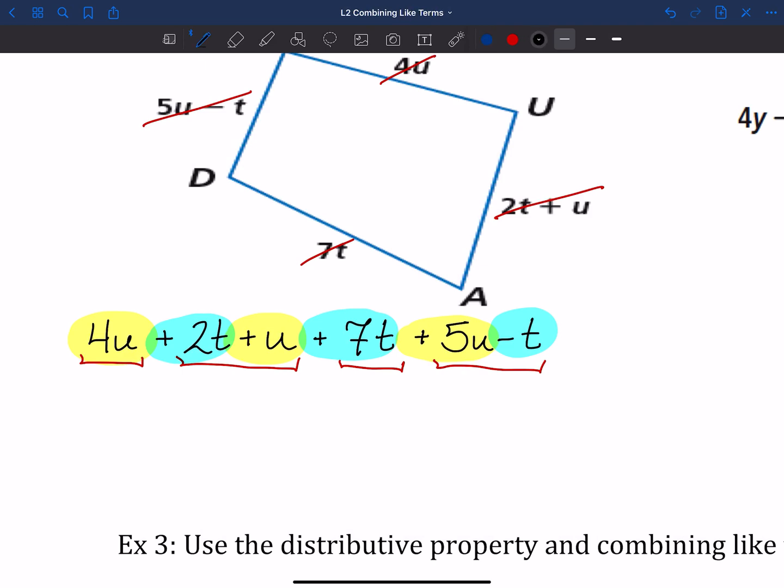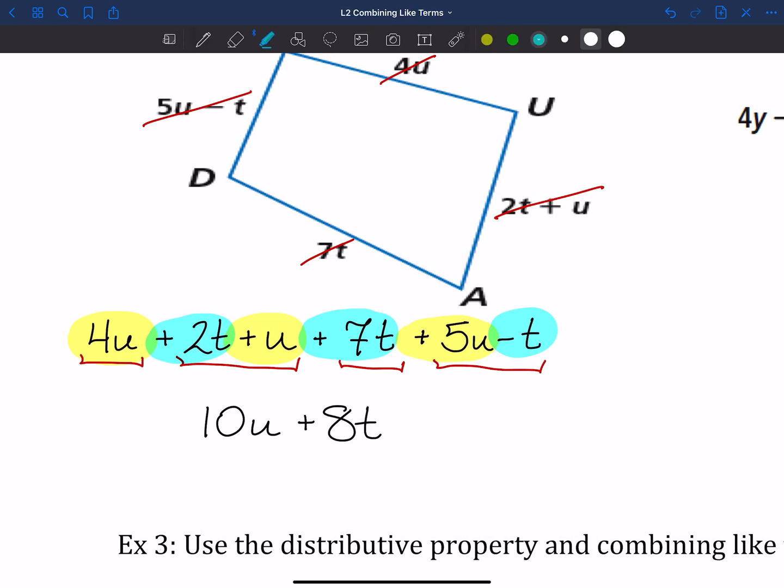I had 4 u's, and then I'm going to add another one on, so I'm up to 5 u's. And then I'm adding those 5 more on at the end. So altogether, I'm going to have 10u. Right? Ooh, and I forgot I had this tool. Over here, I've got 2t, and then I'm going to add on another 7 to get 9. So I have 9t, and then I need to subtract that last one, so it'll bring us down to 8t. And it's a positive 8t.